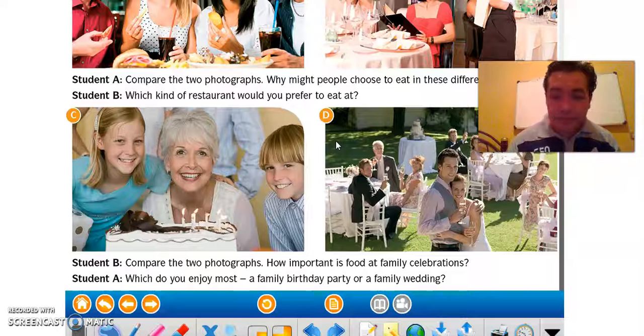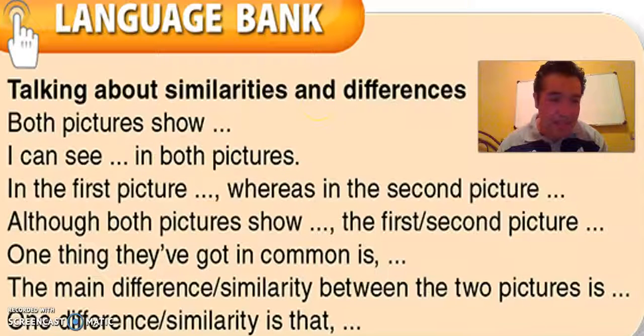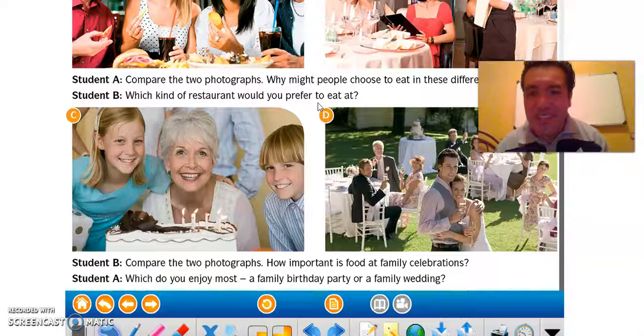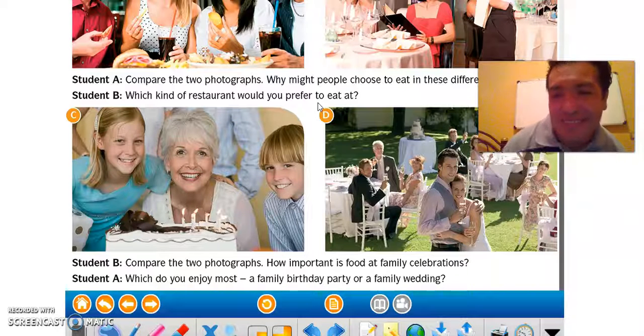Well, let's see another expression. One difference, one similarity. The main difference I can see. What can you see in both pictures? I can see in both pictures happy people. I can see in both pictures they are happy. It doesn't matter what they are celebrating, they are happy. And that is one way we can talk about similarities and differences.